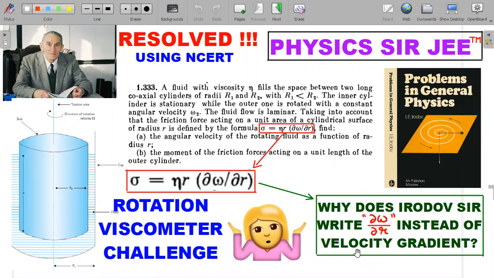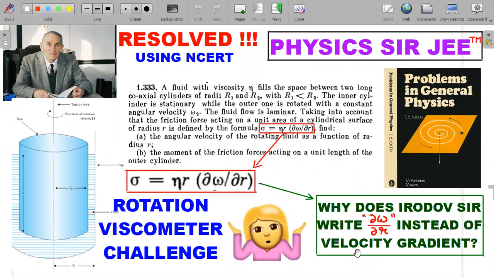Here we have a problem from Irodov, and we are not going to just look at the solution to the problem. We are going to look at one of the sentences written in the question by Mr. Irodov in order to actually understand the deeper nuances of the concept of viscosity.